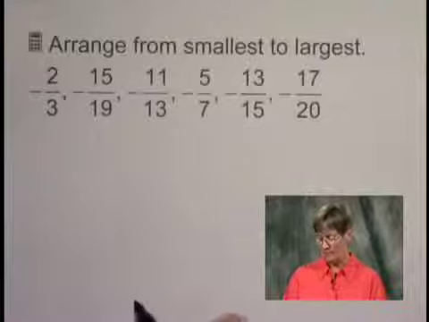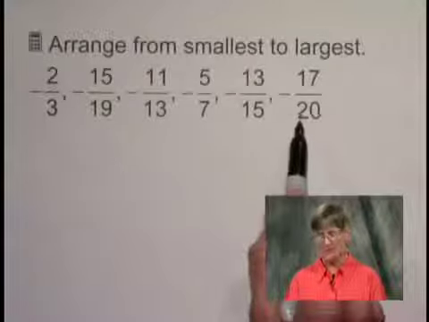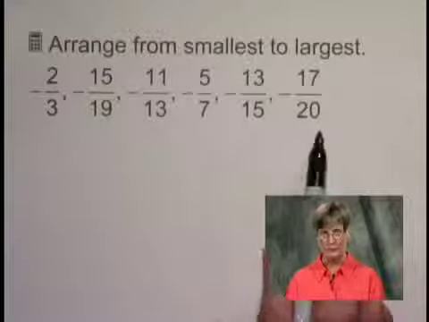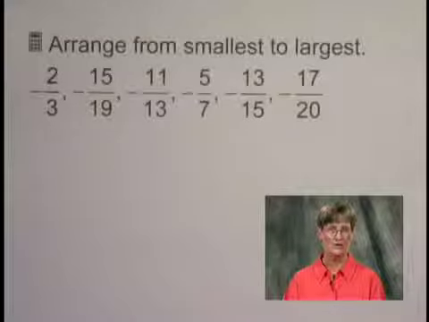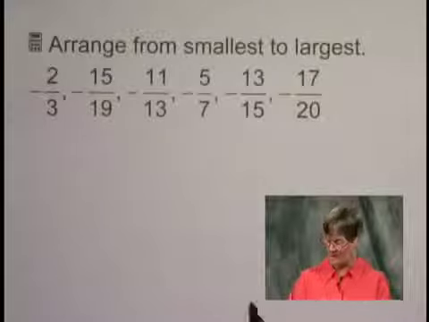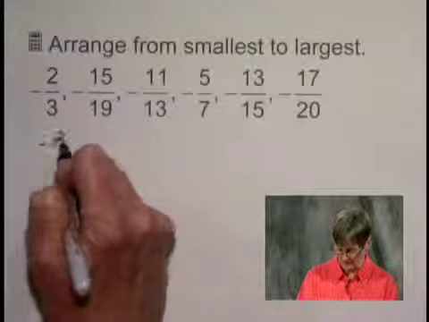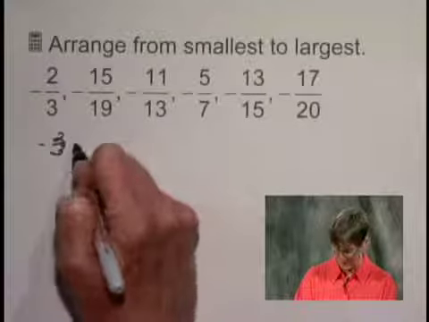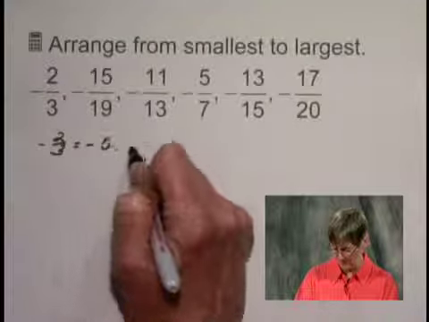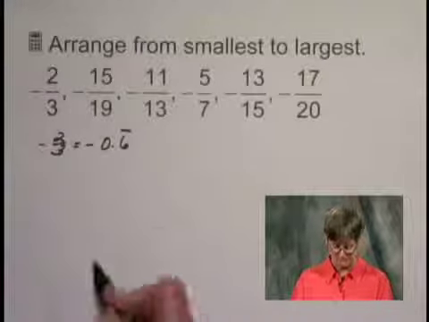Now, what we'll do here is just to use a calculator to get a decimal equivalent or a decimal approximation for each of these numbers, and then we can arrange the decimal quantities, and then we will arrange the fractions. So let's just start with negative 2/3. Negative 2/3 is equal to a repeating decimal. It's equal to negative 0.6, where the 6's repeat.